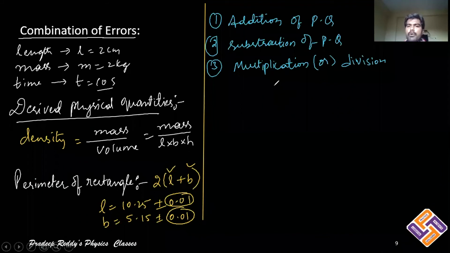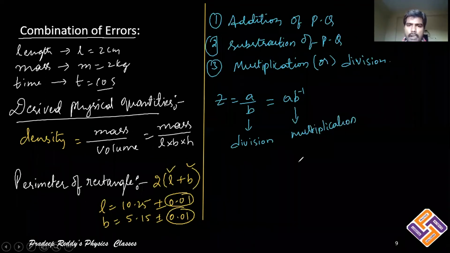Multiplication or division. Why am I writing multiplication or division? For example, we have a physical quantity Z which is equal to A by B. A by B we generally call division. The same thing I can write like this: A B power minus 1. Without any hesitation, I can write it as A into B power minus 1. What is this called now? Multiplication. Therefore, multiplication or division, that is one type of combination.